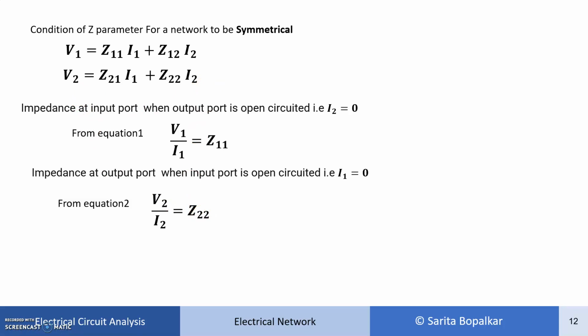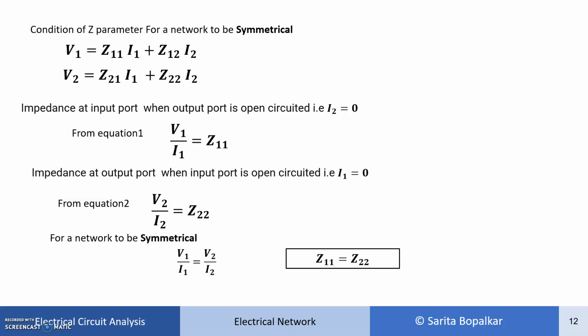Now what is our symmetrical condition? For network to be symmetrical, the ratio of V1 and I1 when output port is open circuited and ratio of V2 and I2 when input port is open circuited, these two ratios should be same. So for a network to be symmetrical, V1 upon I1 is equal to V2 upon I2. If this happens, then only our network is symmetrical. So that means for network to be symmetrical, condition in terms of Z parameter is Z11 should be Z22.